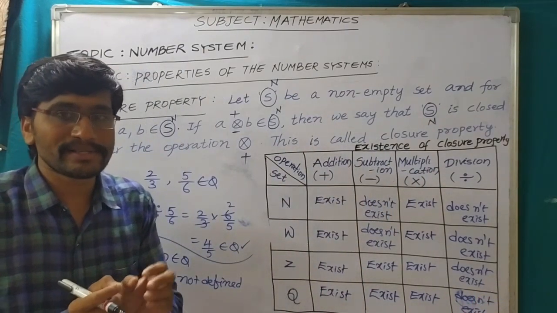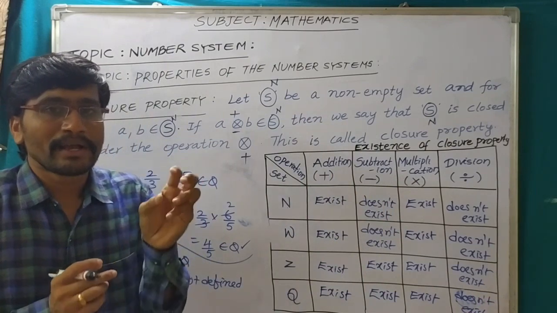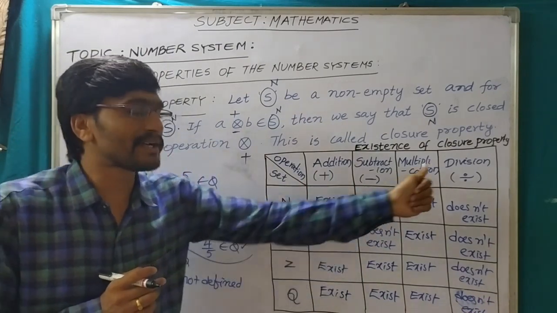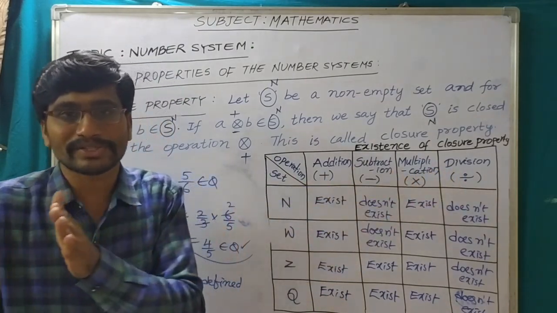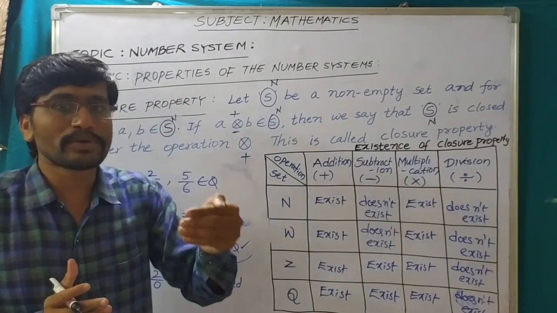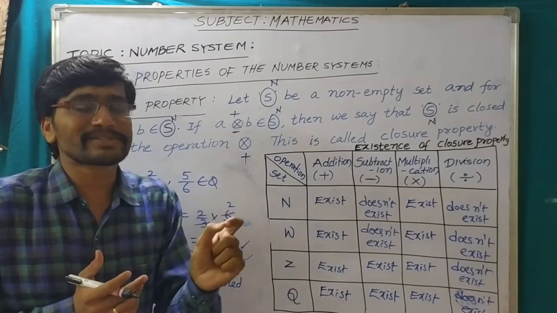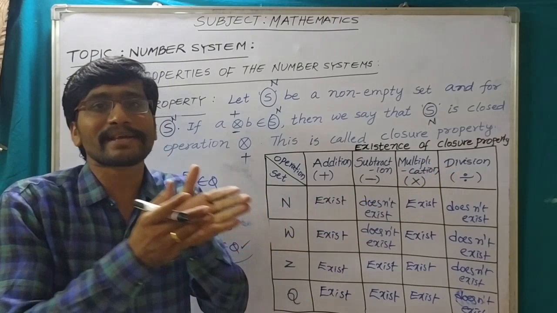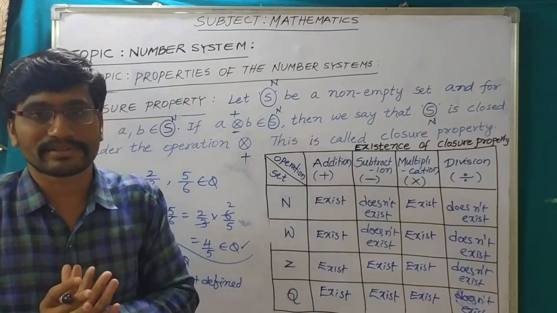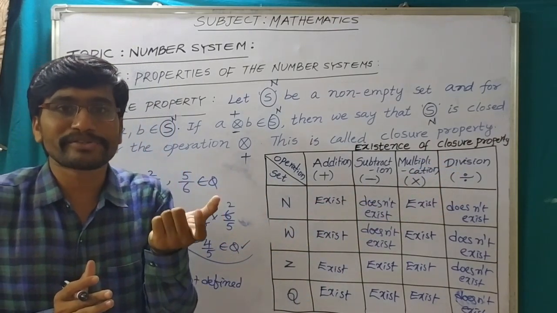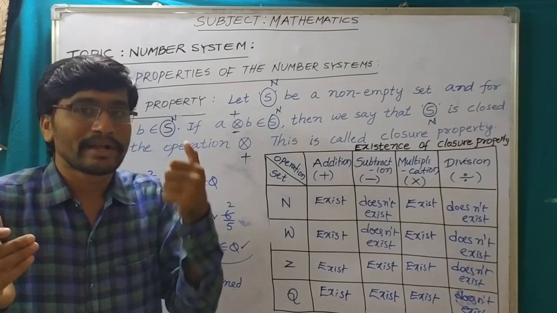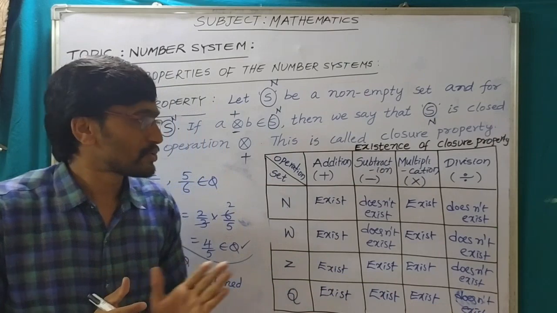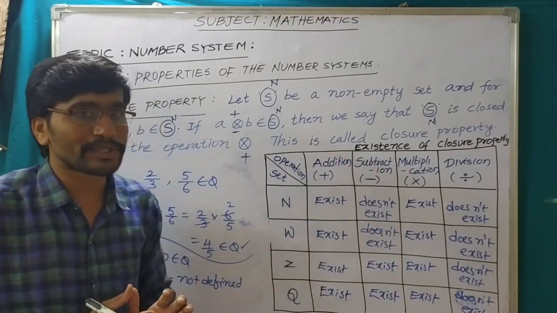So here the point is, if they ask a question like this, is closure property existing for rational numbers under division? The answer is does not exist. If they ask, is closure property existing for rational numbers under division except 0? Yes, it exists. If they have given except 0, yes it exists. If they do not mention except 0, you can write does not exist. So this is the existence of closure property.